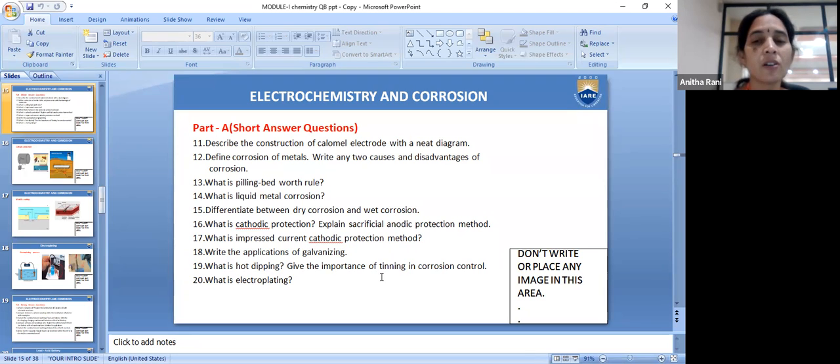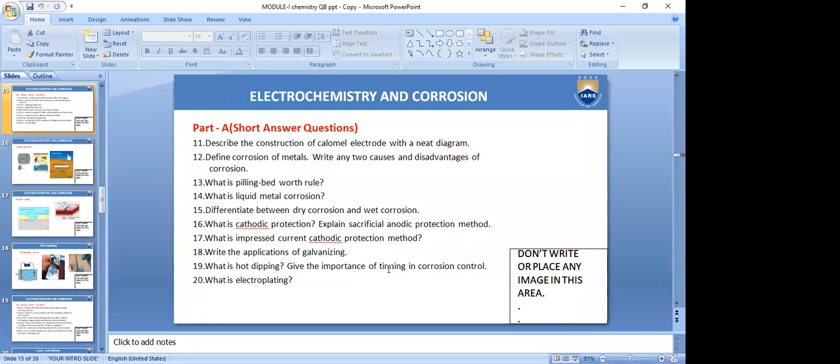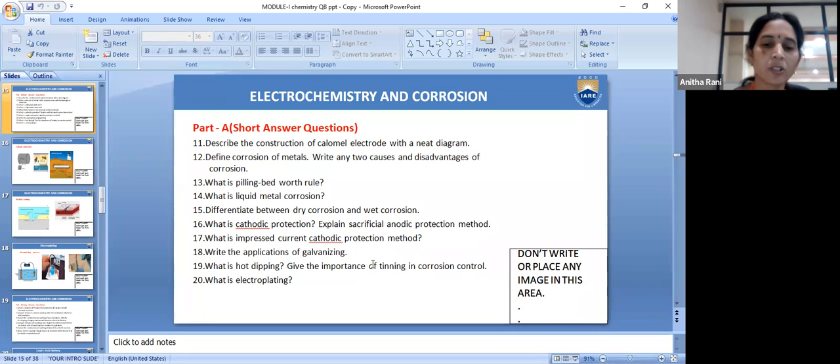Okay, so what is the importance of tinning? Tin is non-toxic in nature. Where do we use this? For storing food items and packing food. Okay, you write that here under applications.